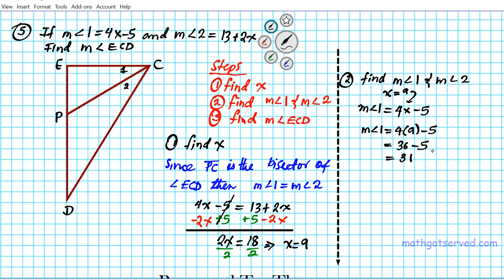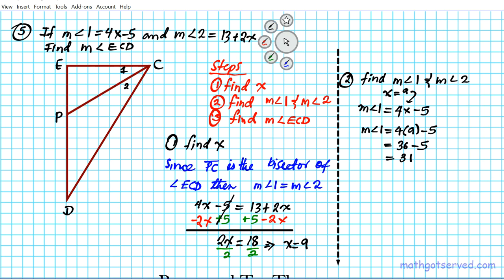Okay. Ladies and gentlemen, you can use this information to finish off the problem. You can just double this to get the measure of ECD. Okay. So if you double this, you get 62 degrees. That's the answer. But just for kicks, let me show you what the measure of angle 2 is, and then we'll use both of them together.